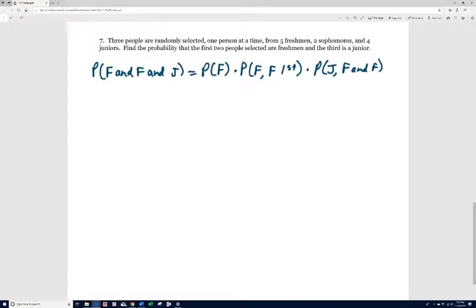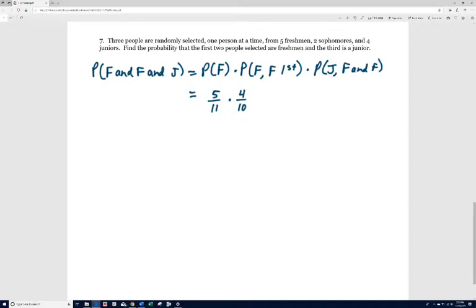So the probability that you choose a freshman on the first choice, well, there's 5 freshmen to choose from, and if you add 5, 2, and 4, there's a total of 11 people. So you have a 5 in 11 chance of choosing a freshman on the first selection. And now you've already chosen a freshman, so now there's only 4 freshmen to choose from, and there's only 10 people now to choose from. So the probability is 4 in 10 that you'll choose a freshman on the second selection.